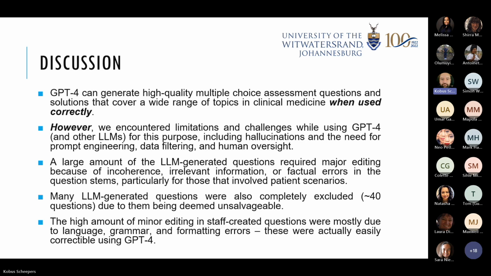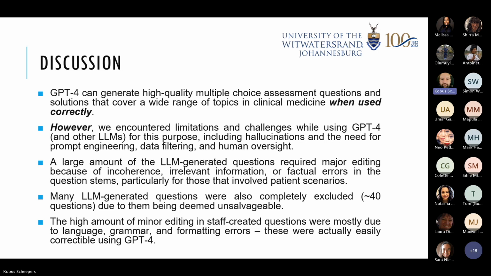So it's almost like language programming. There was the need for a lot of data filtering and human oversight. We needed to go through the questions and make sure they were actually correct and that they conform to our standards. The reason we had less language model questions than staff questions is because a lot of these questions were completely excluded, because they were deemed unsalvageable. There was something inherently wrong with the question, so that it couldn't be used. Something like the topic of the question was completely off, or the assumptions that the language model made were completely wrong.